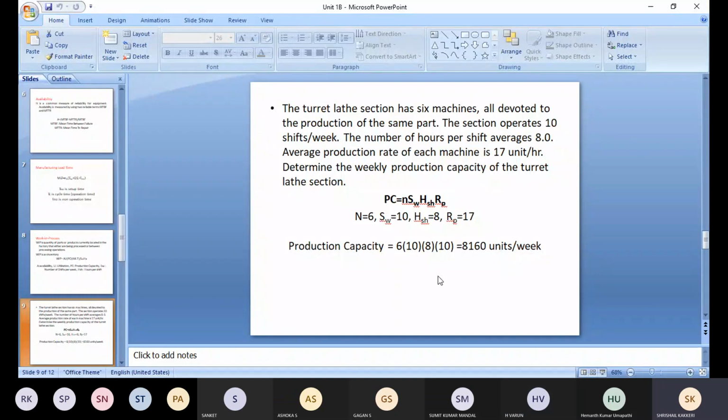A turret lathe section has 6 machines, N is equal to 6, and all are devoted to the production of the same part. That means it is a job shop production. The section operates 10 shifts per week. So that means SW is 10, and it works for 8 hours per shift. That means SH is 8, and the production rate for each machine is 17 units per hour. That means the rate of production is 17. Definitely the production capacity is N S W H S H R P, which is equal to 8,160 units per week.